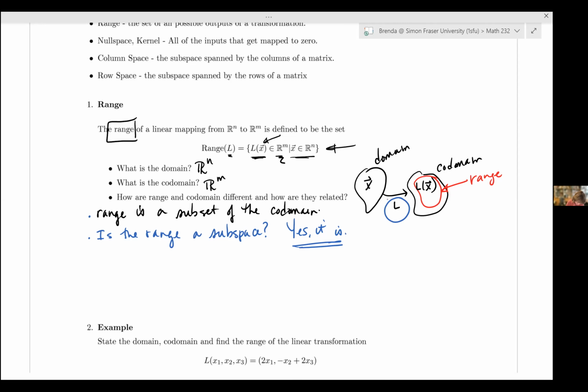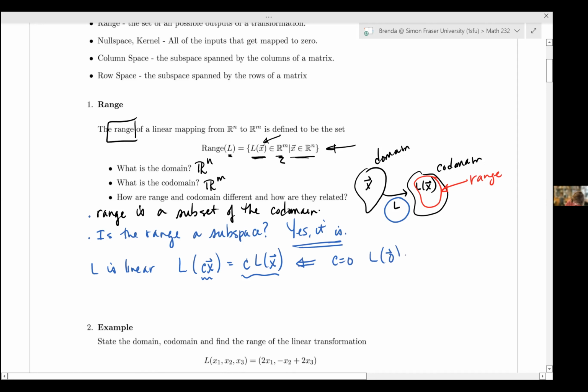Let me just write that down. We're going to note that L is linear. And what does that mean? That means L of cx is equal to c times L of x. When we have a scalar multiple of our input, we get in our output the scalar multiple of the output of the unscaled input. This statement allows us to see that when we take c equal to 0, the zero vector will map to the zero vector. That always happens in subspaces.